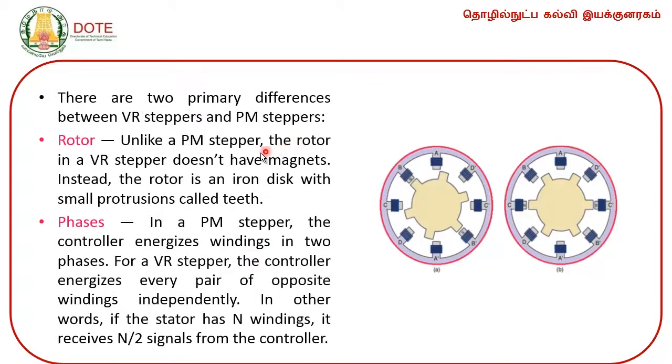There are two primary differences between variable reluctance stepper motors and permanent magnet steppers. Rotor: unlike the permanent magnet stepper, the rotor in a variable reluctance stepper does not have magnets. Instead, the rotor is an iron disc with small protrusions called teeth. Phases: in a permanent magnet stepper, the controller energizes windings in two phases. For a variable reluctance stepper, the controller energizes every pair of opposite windings independently. In other words, if the stator has n windings, it receives n by 2 signals from the controller.